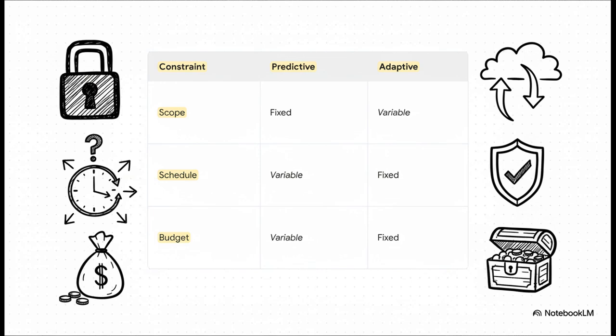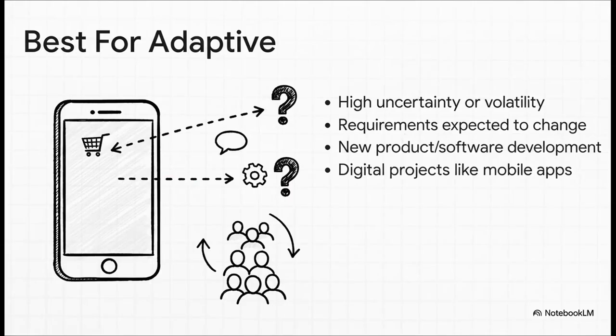Okay, this is where it gets really fascinating. In the predictive world, the scope, what you're building, is fixed. It's the anchor. Schedule and budget are kind of flexible, but in the adaptive world, it's flipped. Time and money are the fixed anchors for each cycle, and the scope is what can change as you learn more. So when is the adaptive approach your best friend? When you're heading into the great unknown, building a brand new app. You have a vision, sure, but you need user feedback to really shape the final product. In this world, being able to pivot is your superpower.